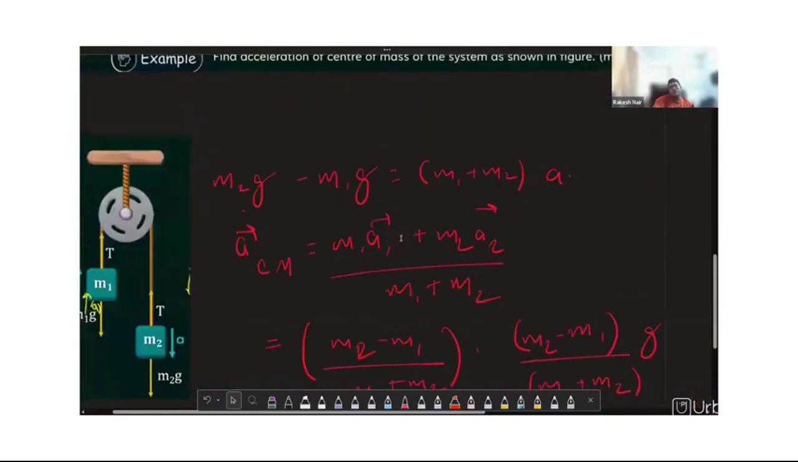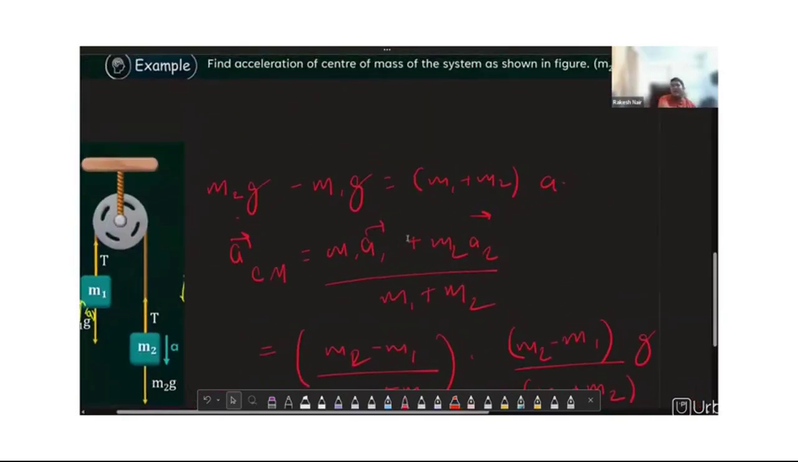Certain more examples we will be practicing in my upcoming session. So I hope you students all understood the topic very well, and keep practicing, students.